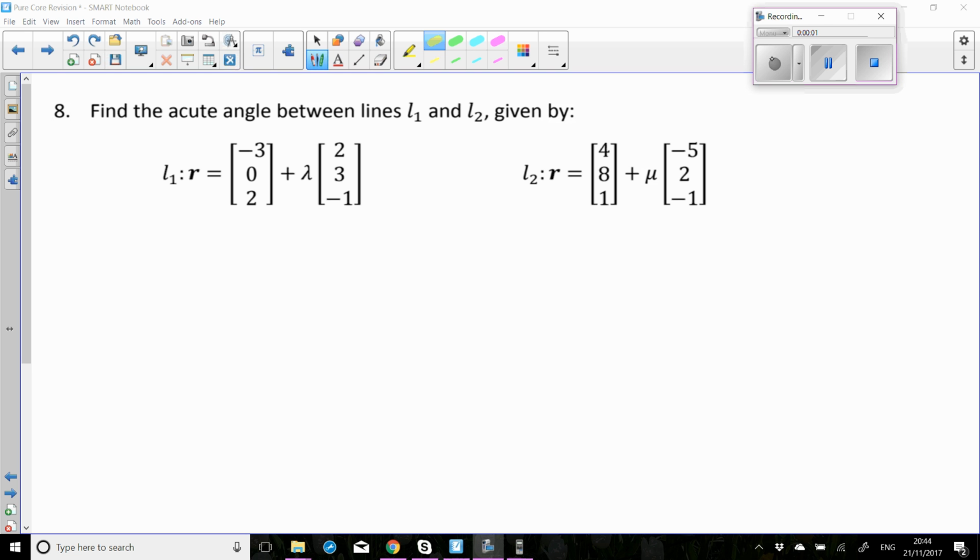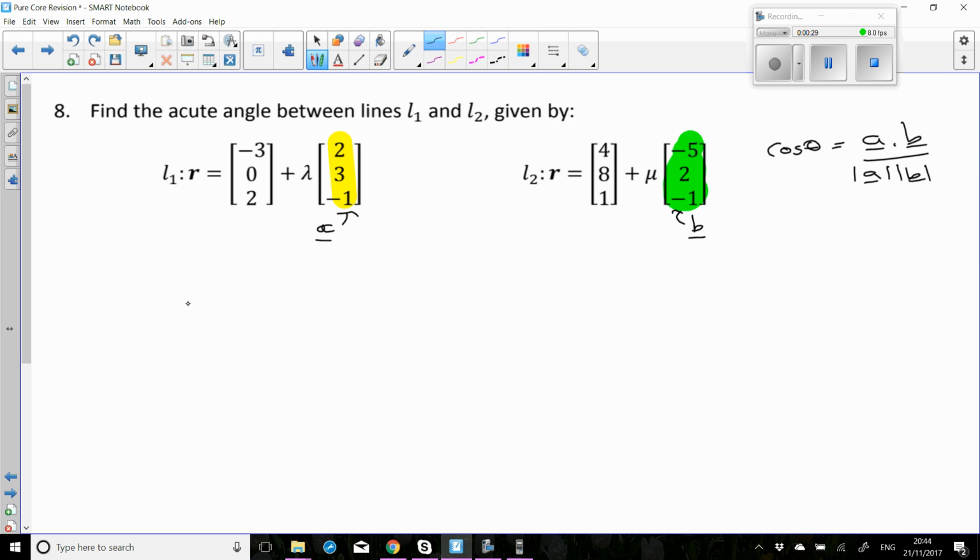Okay, so here we find the angle between two lines. When we want the angle between two lines, we have to make sure we use their direction vectors. Now, to make my life easier, I'm going to call this direction vector A, and I'm going to call this direction vector B. We also need to remember our formula for working out angles. So cos theta is A dot B over magnitude of A, magnitude of B.